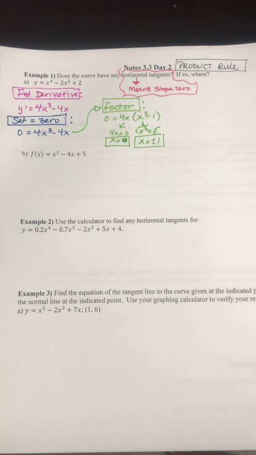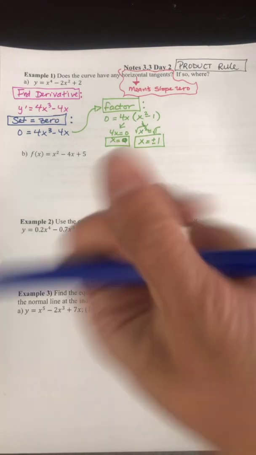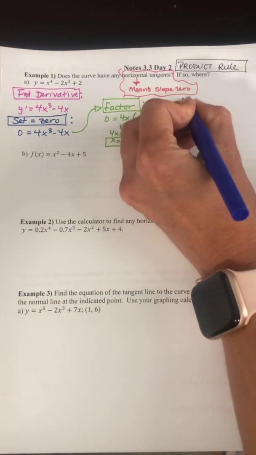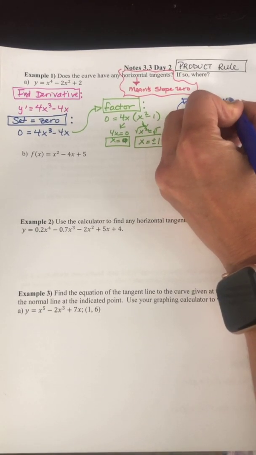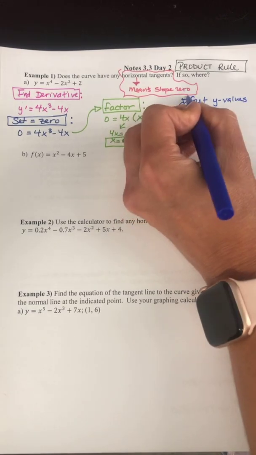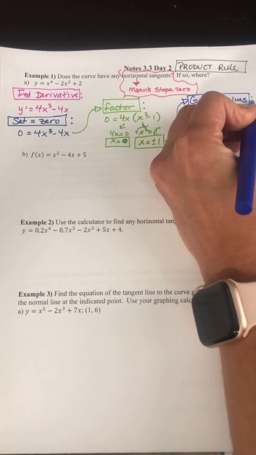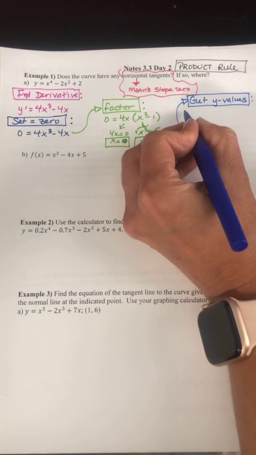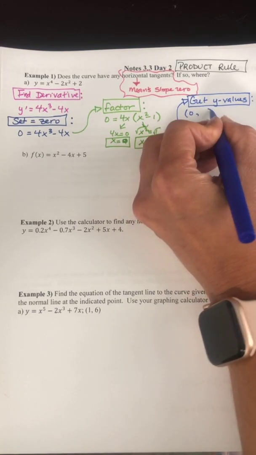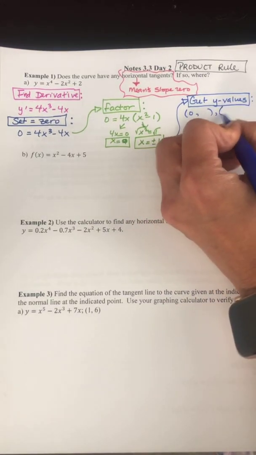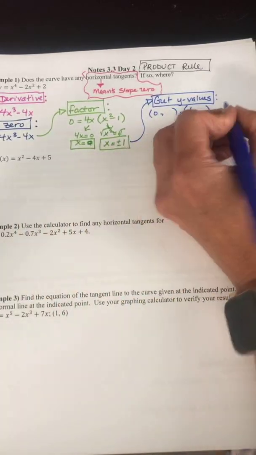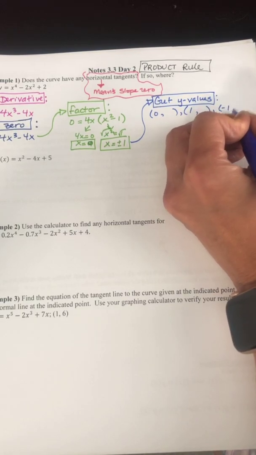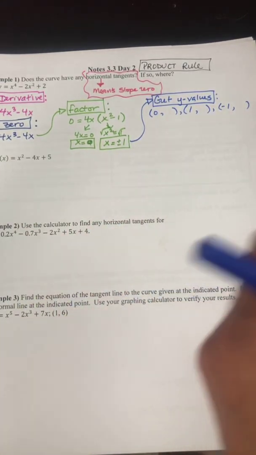Remember, we're supposed to say where. So I have the x values. Now I need to find the y values that go with these x values. That leads me to the next step, where we get the y values. So far I have an x value of 0; I just need to find the y value that goes with it. I have an x value of positive 1, and an x value of negative 1. I need to find the y value for each.